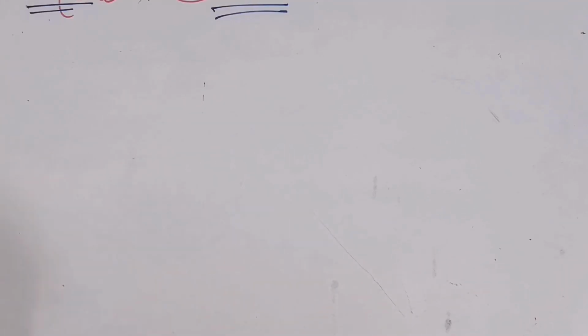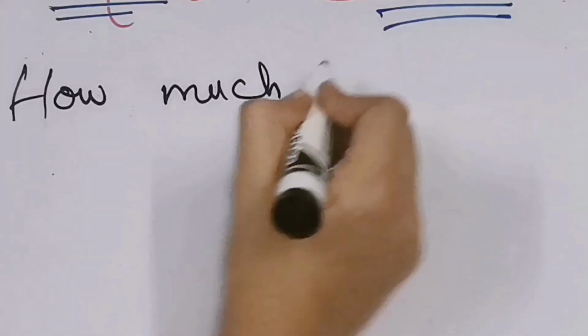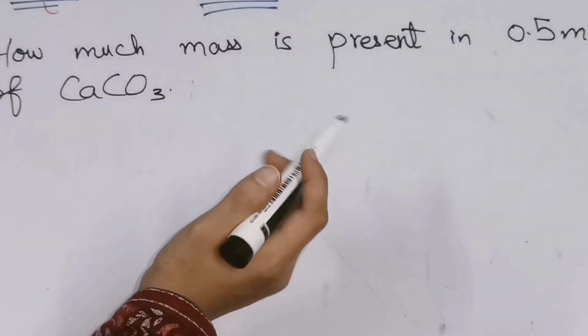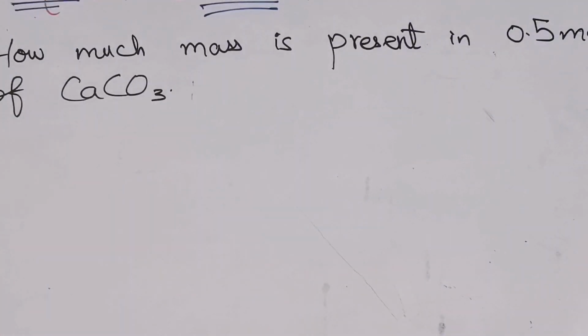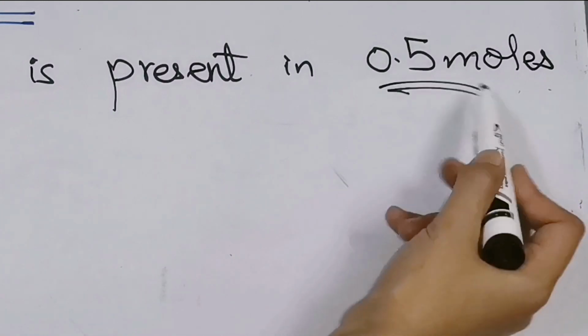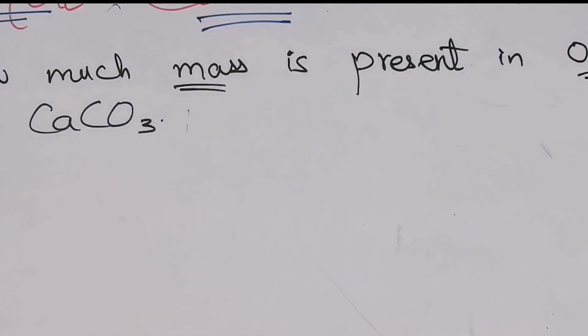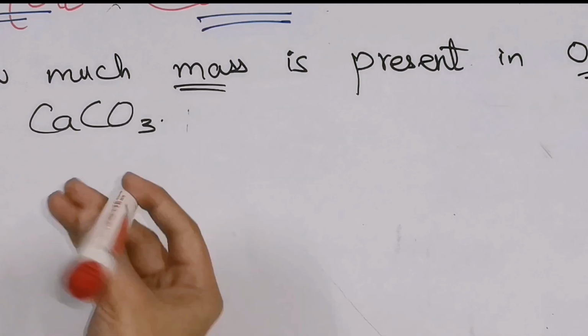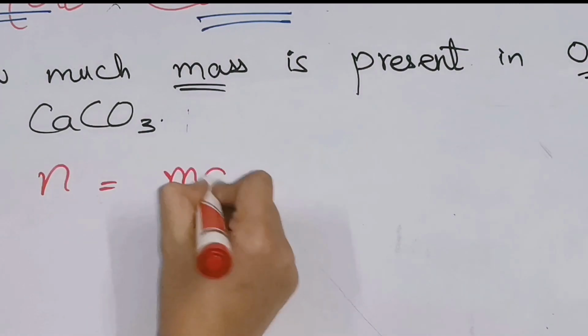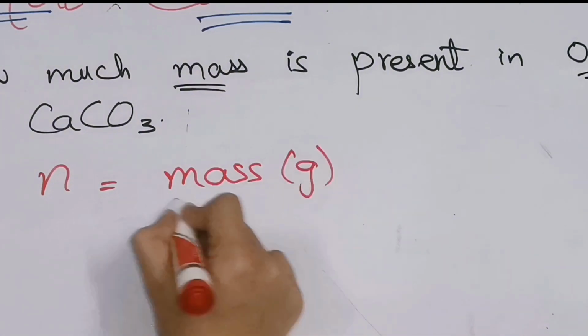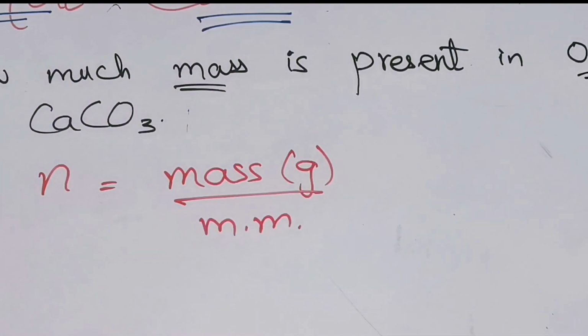I hope you already understood the first formula, how you will do the calculations, but let us see how we can find the mass from the number of moles given. How much mass is present in 5 moles of calcium carbonate? In this case we already have the moles and we have to find the mass. Okay, the formula will remain the same. It will be number of moles equal to mass in gram divided by molar mass.